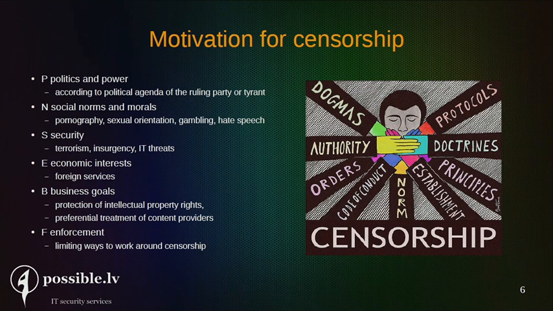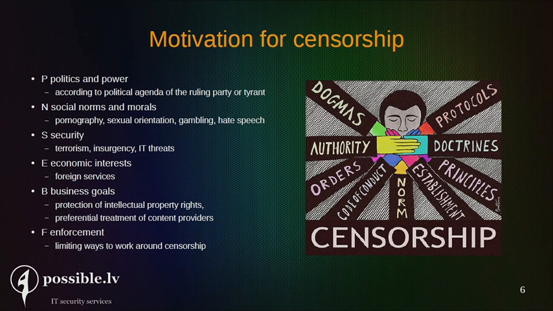N in this presentation will mean social norms and morals, which includes censorship for pornography, censorship for content that relates to non-traditional sexual orientations, gambling, hate speech. And here I have to draw a fine line. If gambling is being censored as a whole because it's not morally correct according to the society or according to the ruler of the country, then it goes under category N. If on the other side it is being censored for some other reason, then it may go under E or B.